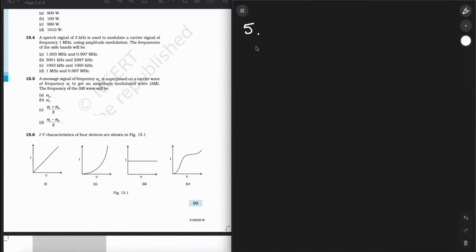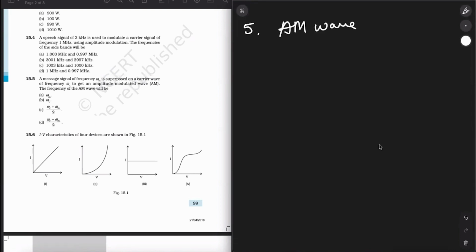So we can say that the frequency of the modulated wave is equal to the frequency of the carrier wave. Now, according to this problem, the frequency of the carrier wave has been given to us as omega c, and what is asked is the frequency of the amplitude modulated wave. So that will be omega c only. So here write: AM wave frequency is equal to omega c. So it is option number B.